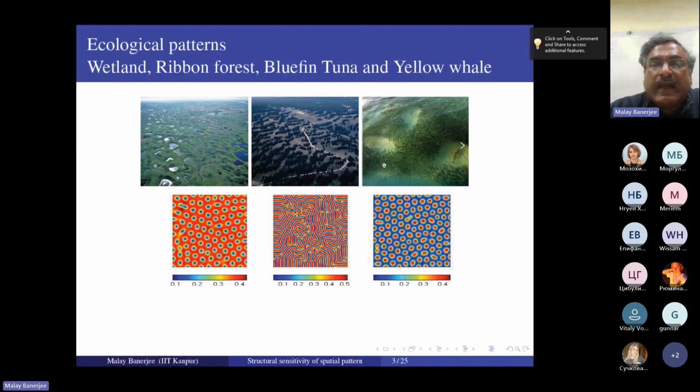Once we have these three types of patterns, this is a spot pattern, cold spot. This is also a spot pattern, hot spot. But the interesting point is that this pattern is instantaneous. You can understand from the ecology that once the whale chases the bluefin tuna, at a particular instant of time this pattern has been produced, and at the next instant of time you can see there is a change in the distribution of both species.